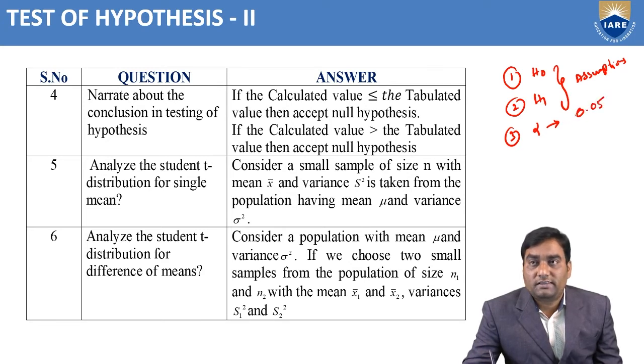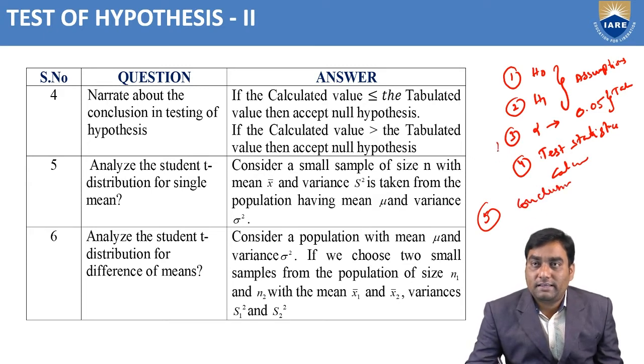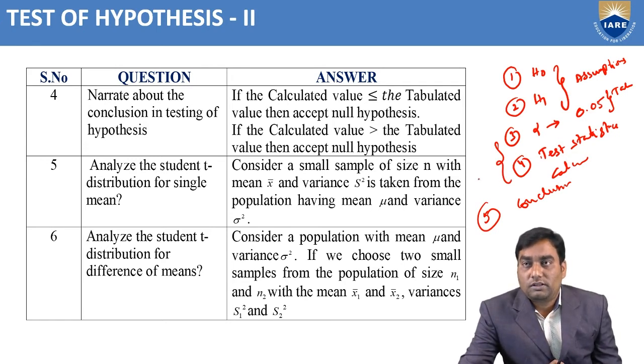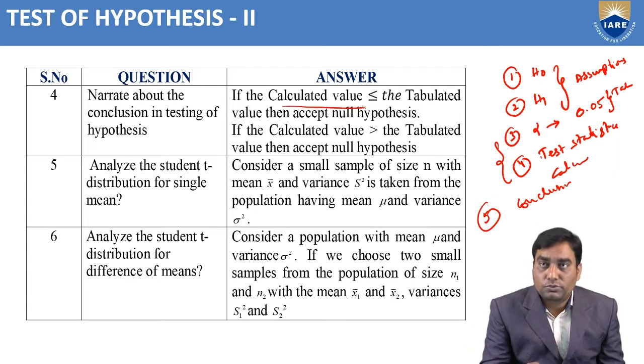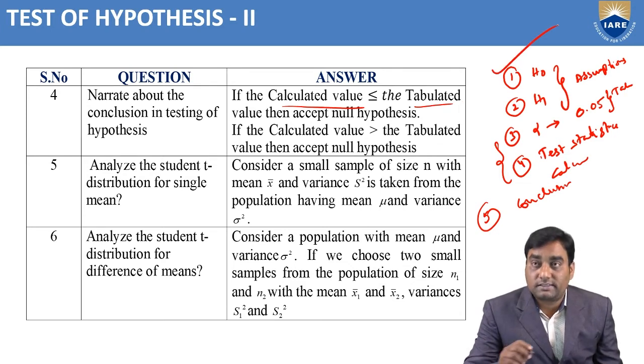Generally, we can take alpha as 0.05. Right? And from this we can find the tabulated value. Step 4, test statistic. That means it is a calculated value. Step 5 is most important, conclusion. That means we compare step 3 and step 4, that means the calculated value and the tabulated value. If the calculated value is less than or equal to the tabulated value, then only we can accept the null hypothesis.